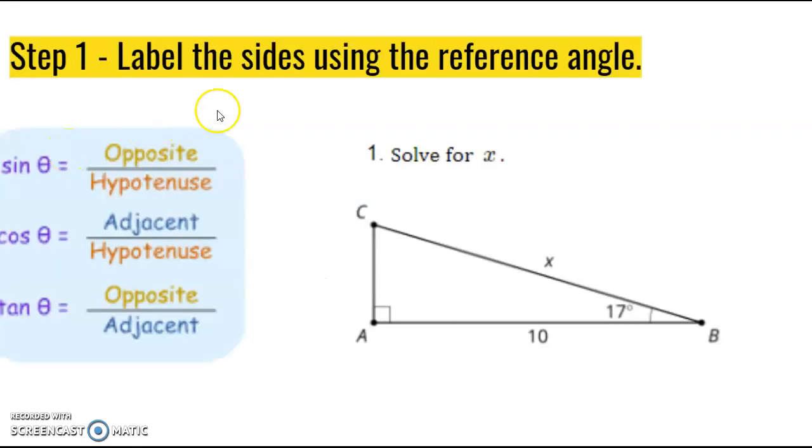Step 1. Label the sides using the reference angle. We're going to use this angle, 17 degrees. So we will label our sides. AC is across from 17 degrees, so it is our opposite. 10 is next to 17 degrees, so it is our adjacent. And x is our hypotenuse, as it is across from the right angle.